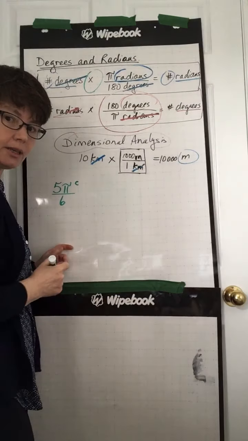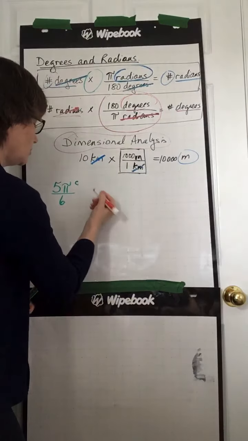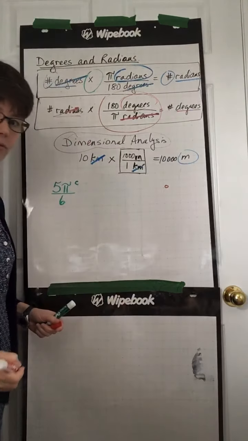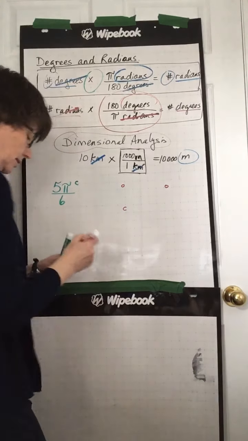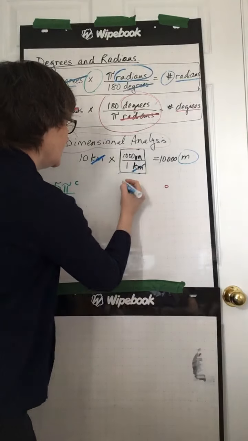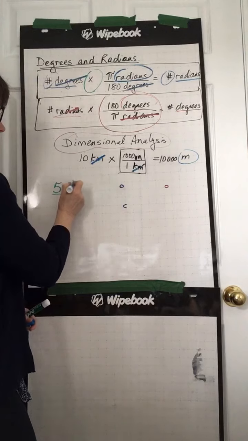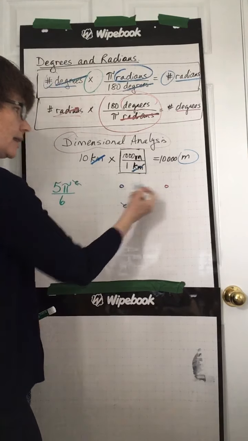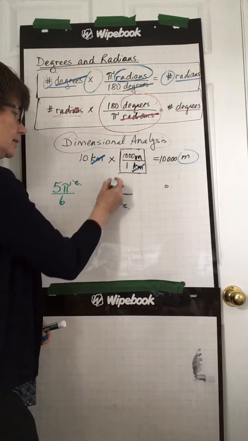All right, so to change this into degrees, right now we're starting with radians. There's my little C. Then I need to change it into degrees. I want a degree at the end. So that means I need degree in my numerator, C in my denominator. I'll use a different color here. I need degree in my numerator, C in my denominator, so that these units will cancel and I'll end up with my degree units.